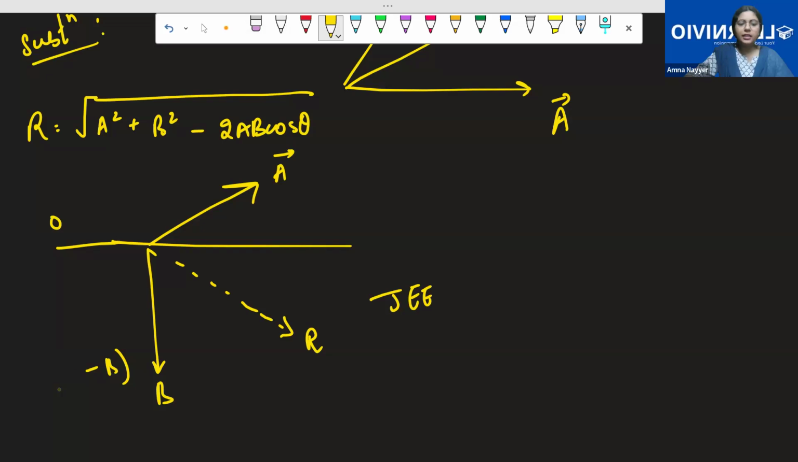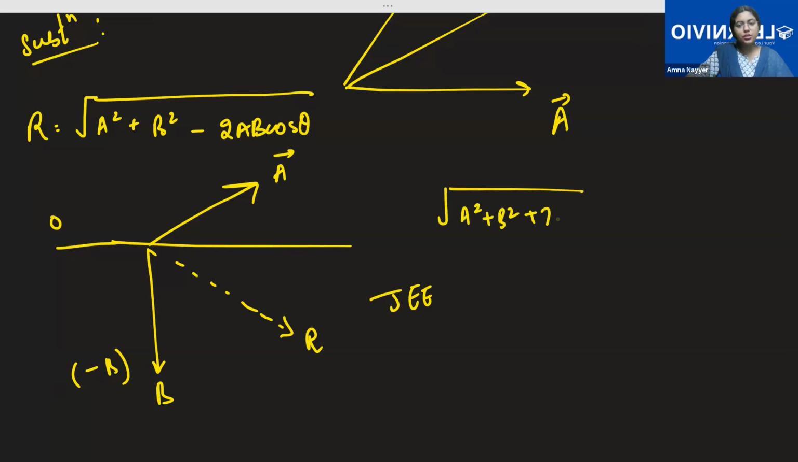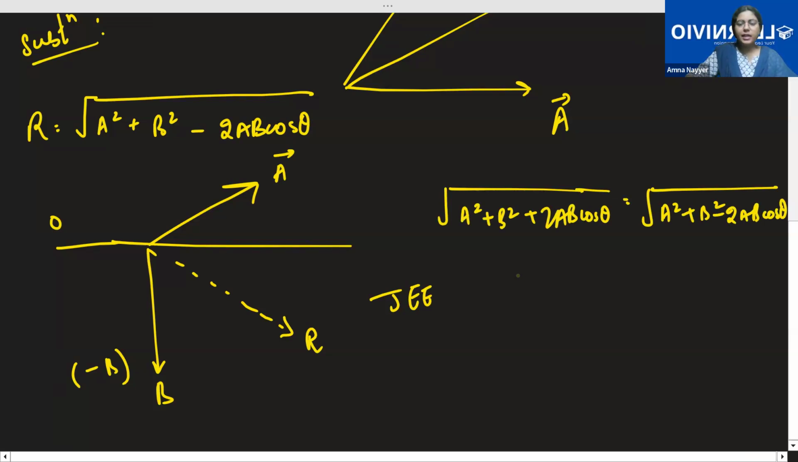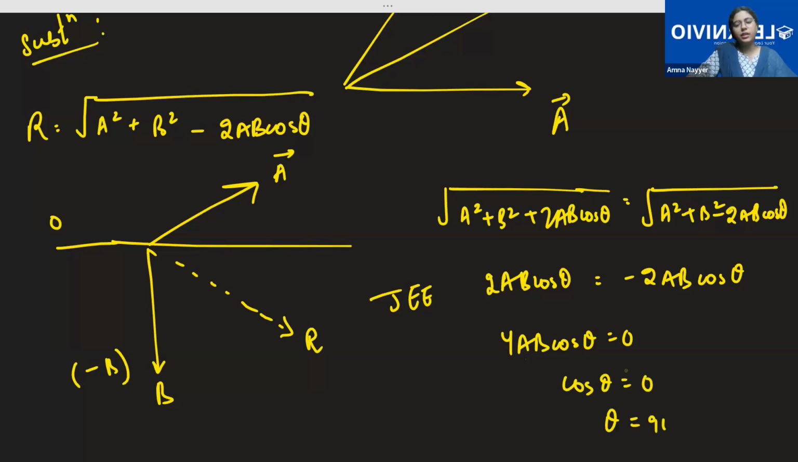So in this question also, when we use the concept, we equate both of them. Square root of a square plus b square plus 2ab cos theta equals square root of a square plus b square minus 2ab cos theta. Everything will cancel: a square, b square, and the root from both sides. So 2ab cos theta will be equal to minus 2ab cos theta. You shift it to the other side, they add up, but are equal to 0. Divide, and cos theta will be equal to 0. When is cos theta 0? For 90 degrees.